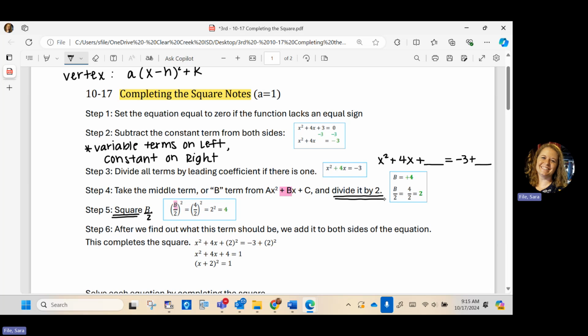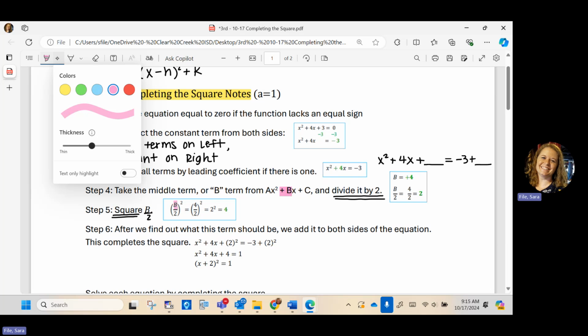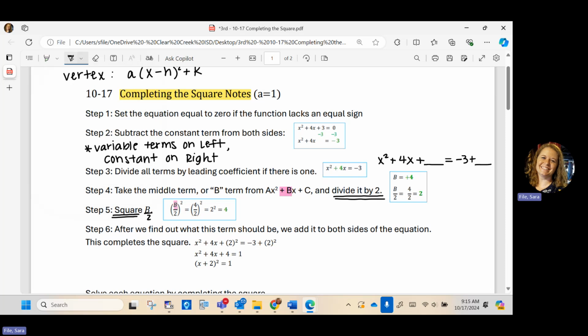So what you get when you do B divided by 2 squared, I don't actually see that all written together somewhere. So step 4 and 5 together is B divided by 2, squared. That value that you get is what you're going to put in these blanks.